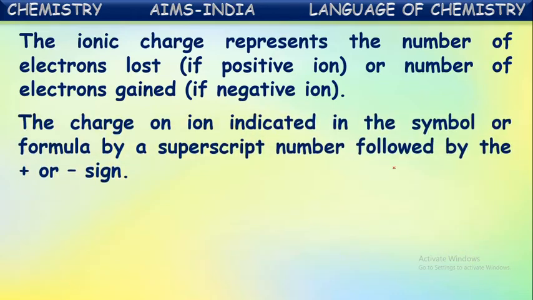Next, the charge on an ion is indicated in the symbol or formula by a superscript number followed by either a positive or negative sign. Yes, the charge of an ion is indicated by a superscript on its symbol or formula, with a number which represents the number of electrons gained or lost. Along with that number, a plus or minus symbol is shown, which indicates loss or gain. If the number is shown with plus, that represents the loss of electrons. If it is shown with minus, that represents the gain of electrons.